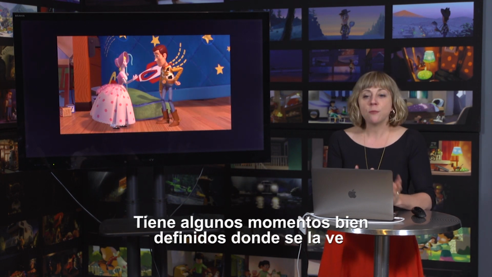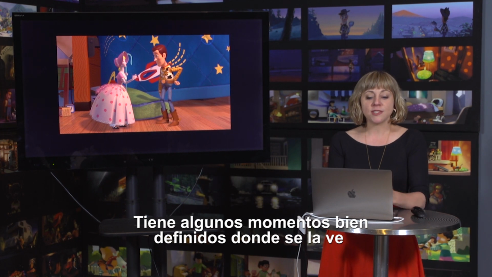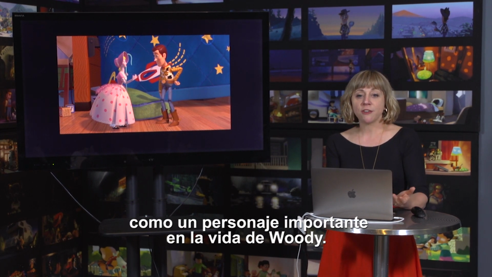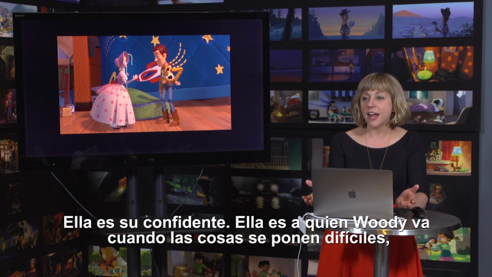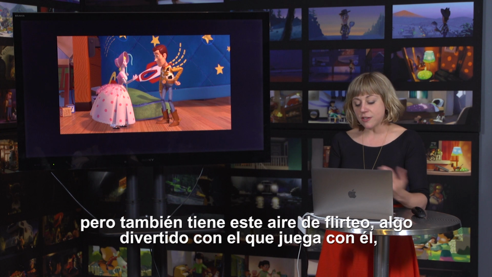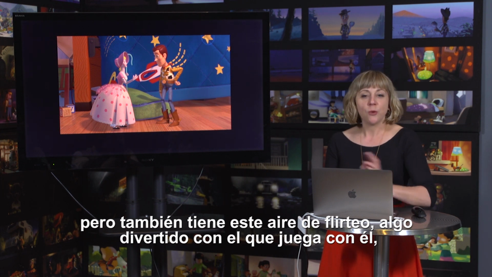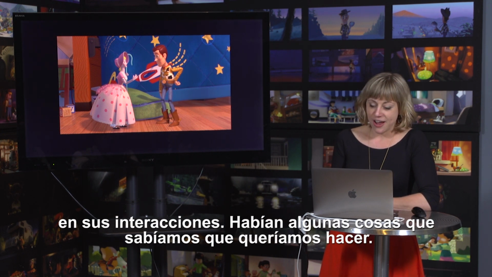She has a few moments, some pretty solid moments in the sense that she is this important character in Woody's life. She's a confidant to him. She's the one that he goes to confide in when things get hard, but she's also got this flirty, kind of fun role that she plays with him, with their interaction.